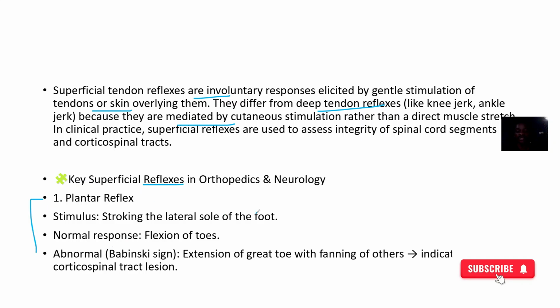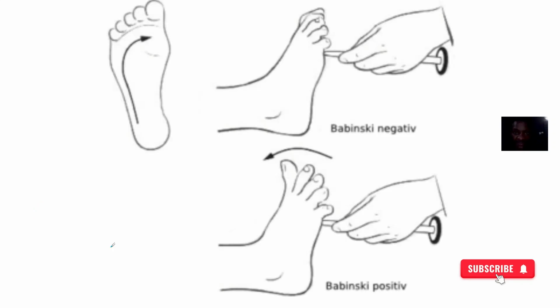This one, you are stroking the lateral sole of the foot. Now it will give a Babinski sign. This is the first picture we have here. So negative Babinski sign, this is when the toes go down. The positive Babinski sign, they rather spread out. Do you understand? So that's the difference.